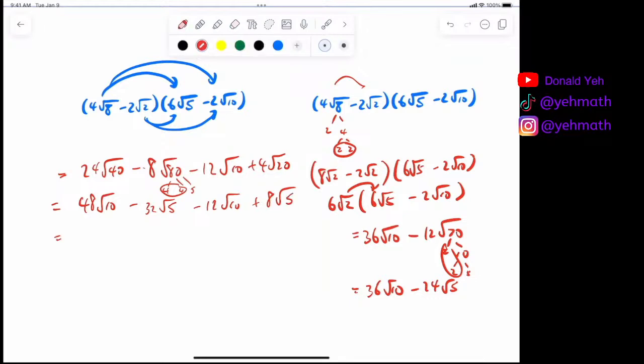So that is going to give you 36 root 10 minus 24 root 5. So it's the same answer. Now, which way do you want to try to do it? Usually I will try to show that math is not only one particular path. It's whatever's the easiest path.